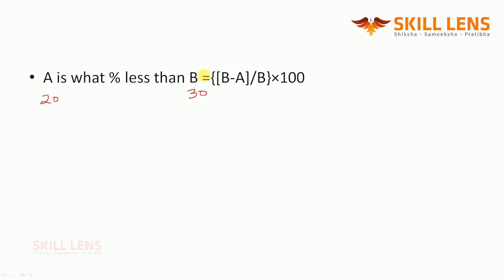Guys, in this particular statement, I am not comparing A, I am not comparing B. I am comparing less. How much less? If A is 20 and B is 30, the less is nothing but 30 minus 20, which means the less is 10. And the biggest question is: what should be in the denominator?